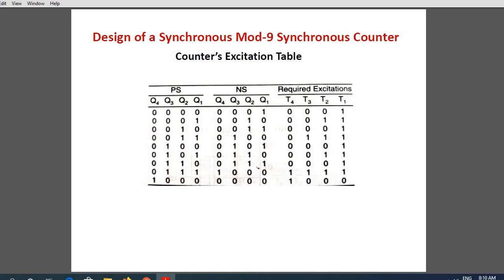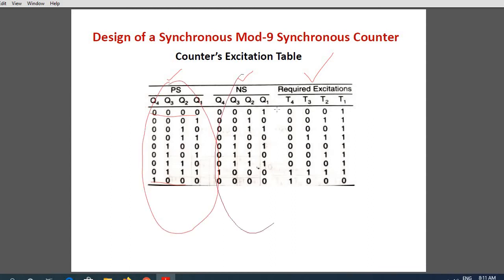Next step is constructing the counter's excitation table. How can you construct a counter excitation table? You need to write the present state, the next state, and the required excitations. What is a present state? There are 4 flip-flops, 4 outputs, Q4, Q3, Q2, Q1. In present state, it always starts from 0000. For mod 9 counter, it ends in 1000. You write all the counts systematically for the present state. Now you are done with present state.